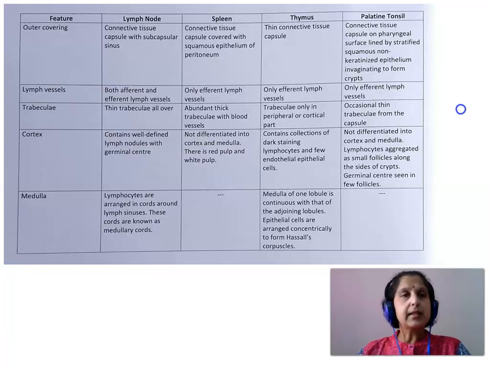As regards the medulla, in lymph node, medulla shows lymphocytes arranged in cords around the lymph sinuses, and these cords are known as medullary cords. In thymus, the medulla of one lobule is continuous with that of the adjoining lobules. Epithelial cells are arranged concentrically to form Hassel's corpuscles. Thus, these were the differences between the 4 slides of lymphoid tissue which we have studied.